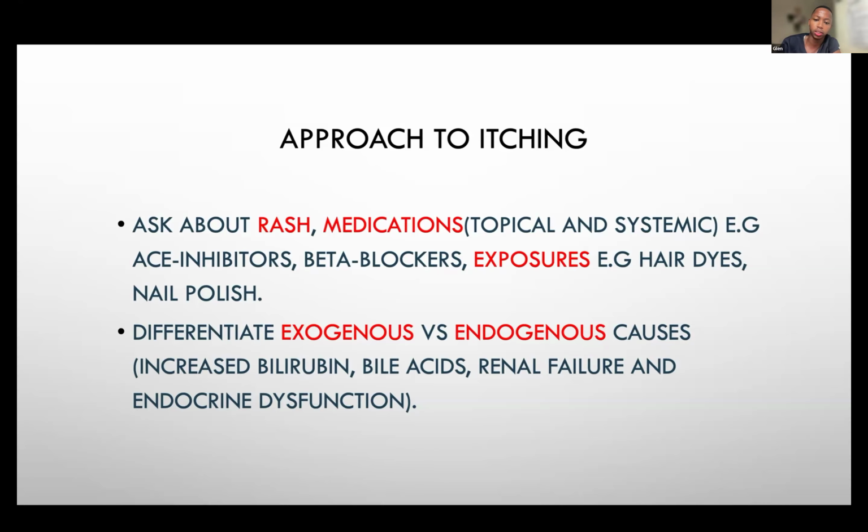So with endogenous causes, just thinking of organ failure, thinking of the kidney, renal. So increased bilirubin levels and bile acids can cause itching. So with things like primary biliary cirrhosis, and some endocrine dysfunction. So with endocrine dysfunction, thinking of the thyroid, either hypo or hyperthyroidism, can cause itching. So that's how you would think about itching and try to differentiate causes from each other.